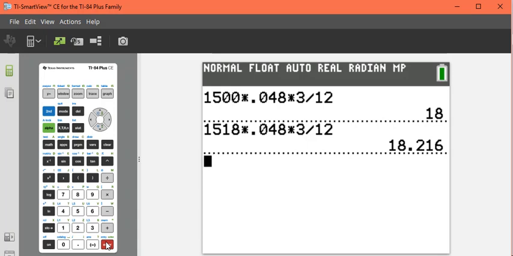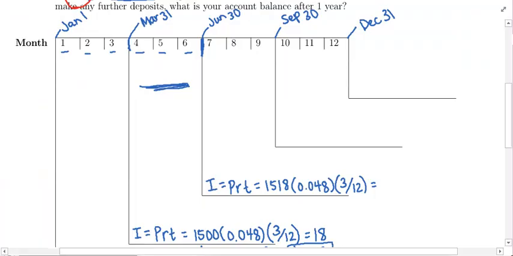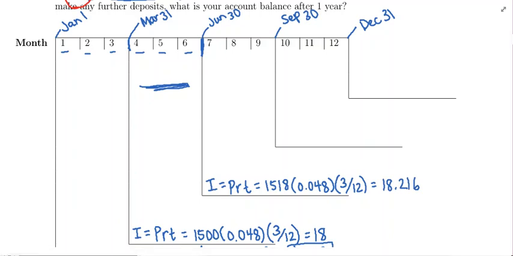So remember, we're dealing with money, so we need to round. You can't have 216 cents. So let's go back to our notes here. This is 18.216. You're going to have to round this to the nearest cent. So here you go, you've got 21 cents. Look at the number that comes after the 21 cents. Since it's a 6, you are going to bump it up. Remember, if the number after is a 5, 6, 7, 8, or 9, you want to bump it up.